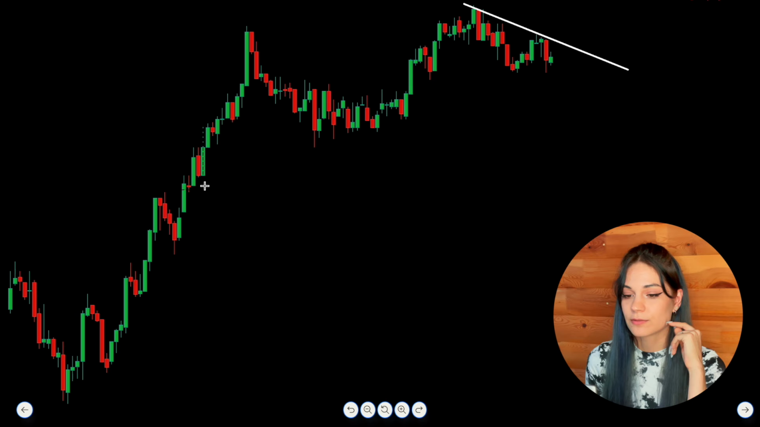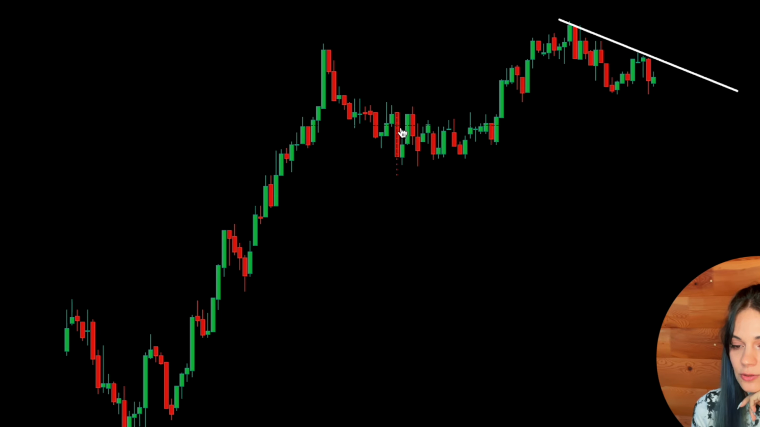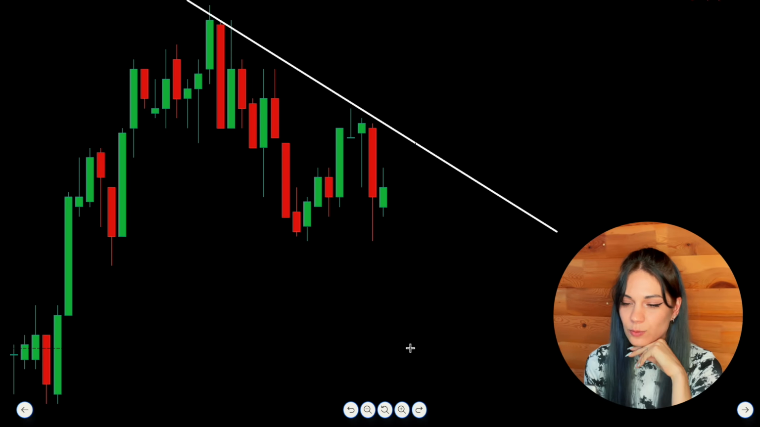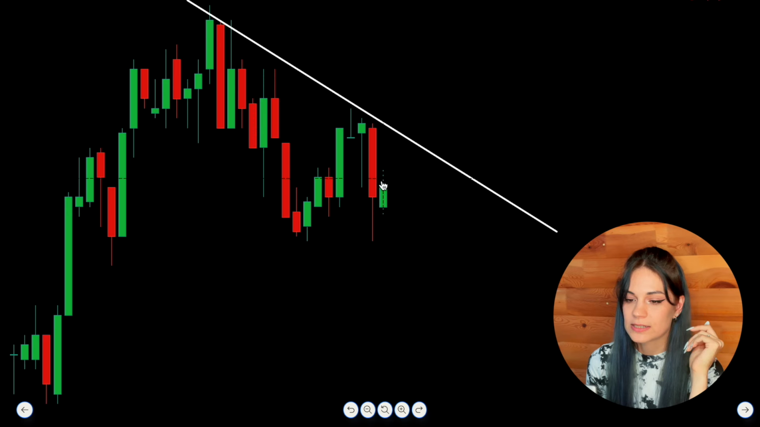Now we are going to look at the engulfing candlestick pattern in action. Right here you can see that we had a really strong uptrend, there was a little correction, and the price again went up. And at this point, the price is going down again. And we understand that we have a couple of different scenarios.